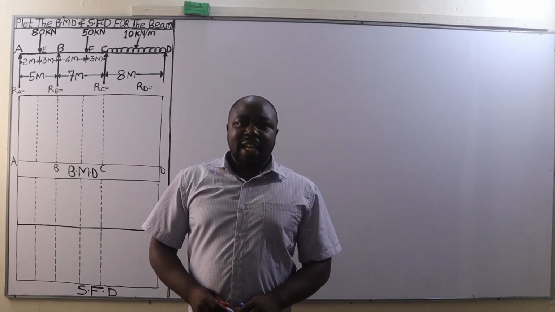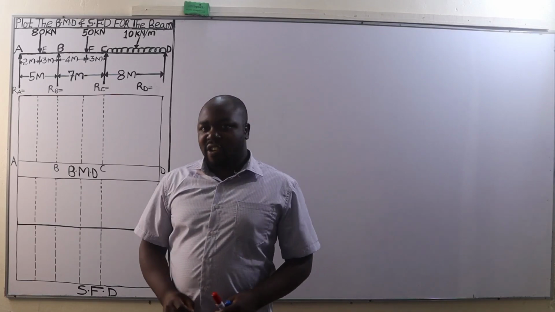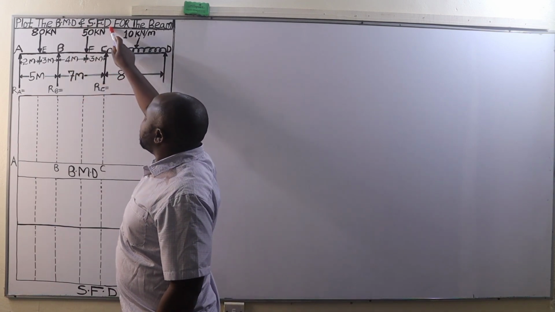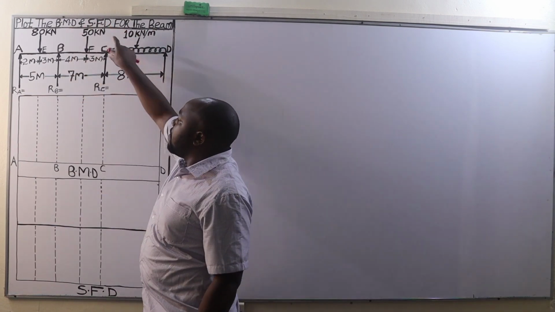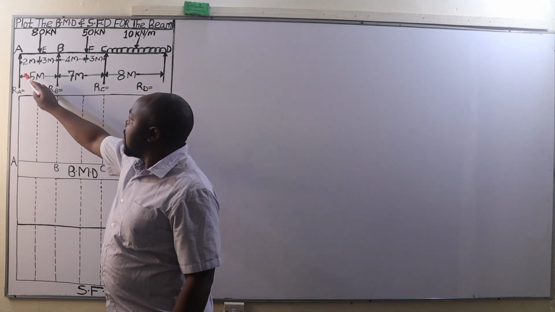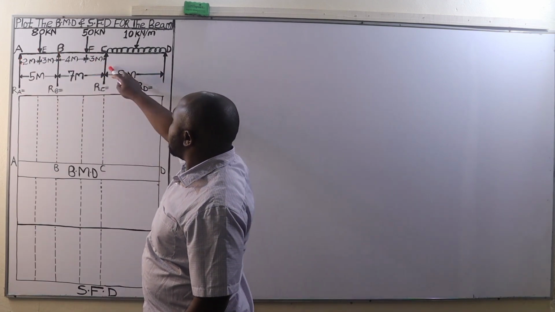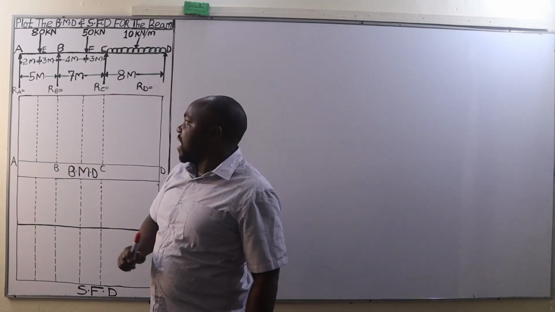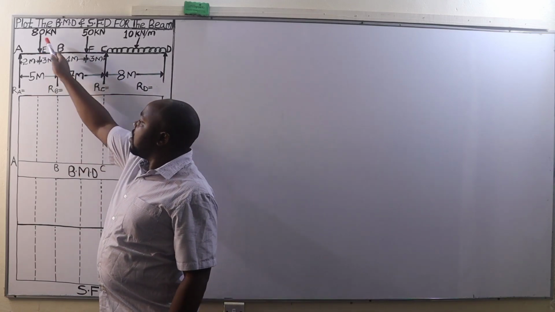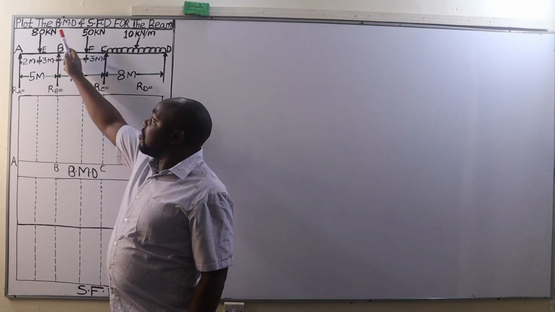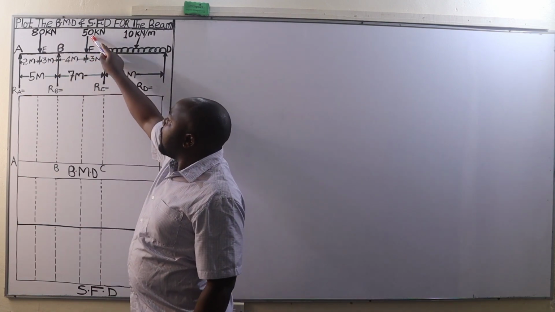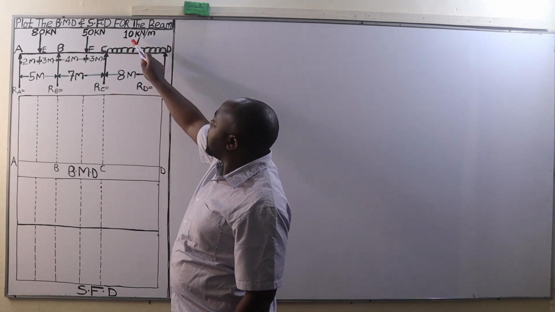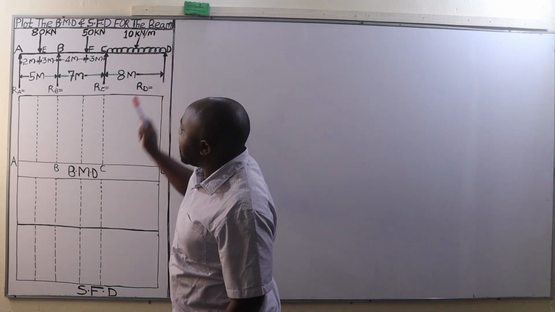Welcome back to our channel. In today's lesson we are going to plot the bending moment diagram as well as the shear force diagram for this continuous beam that is supported on 4 supports, that is support A, B, C as well as D. It is loaded with 2 point loads. At point E we have a point load of 80 kilonewtons, at point F a point load of 50 kilonewtons. Between C and D, we have a UDL of 10 kilonewtons per meter.